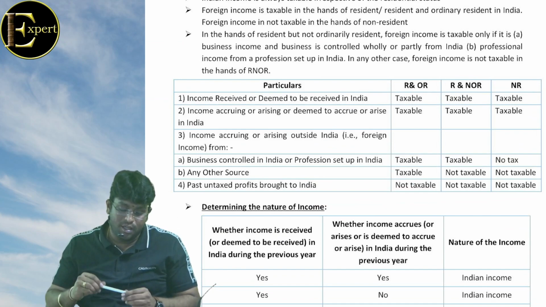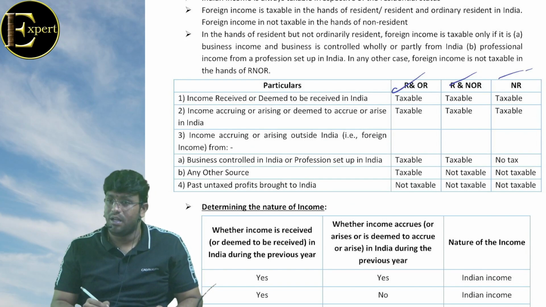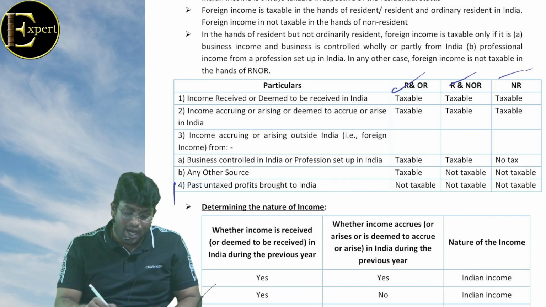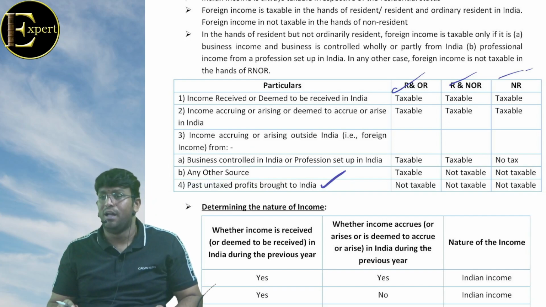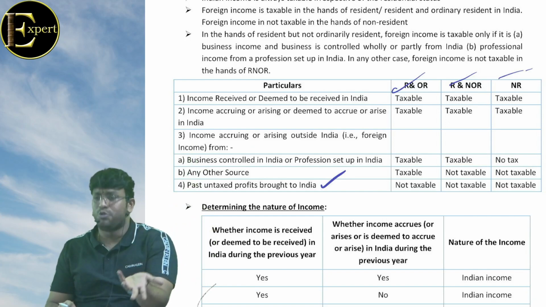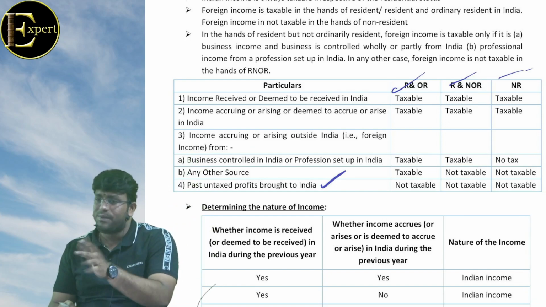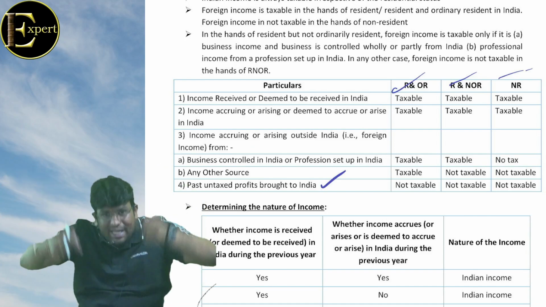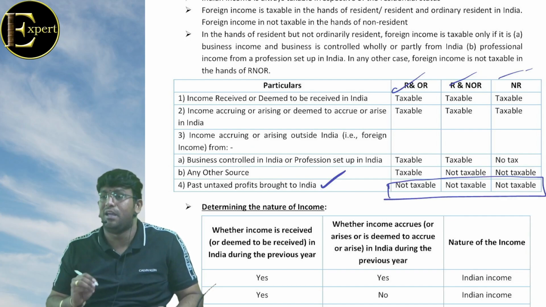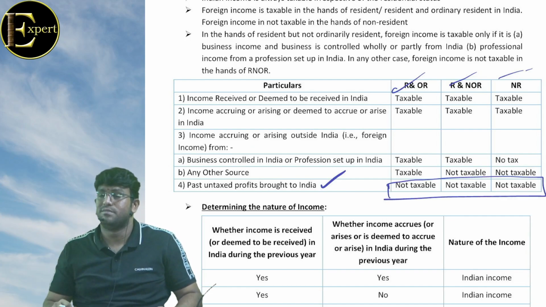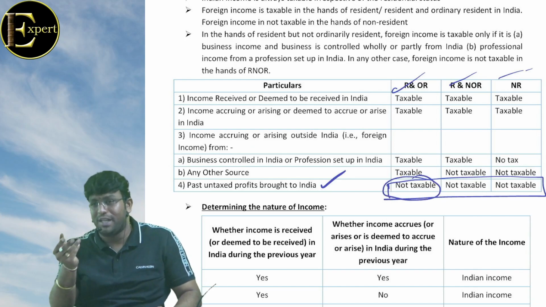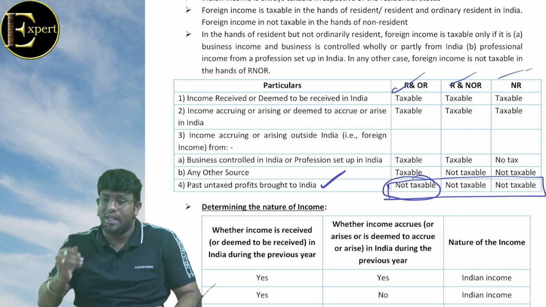नेक्स्ट ये पढ़ो बेटा, ROR, RNOR, NR. इसमें लास्ट वाला पॉइंट पढ़ो। What is that word? Past untaxed profit brought to India. 3 साल पुराना इनकम जिस पे हम इंडिया में टैक्स नहीं भरे, कुछ exemption हो सकता है या कुछ भी हो सकता है जो टैक्सेबल नहीं हुआ इंडिया में, उसको ये साल इंडिया में लेके आ रहे, टैक्स भरना क्या? जब तब टैक्सेबल नहीं है तो अभी क्यों टैक्सेबल होगा भाई? वो ये साल का इनकम है ही नहीं. It's not taxable for ROR also because it's not an income only. When it's not an income only, why will you tax?